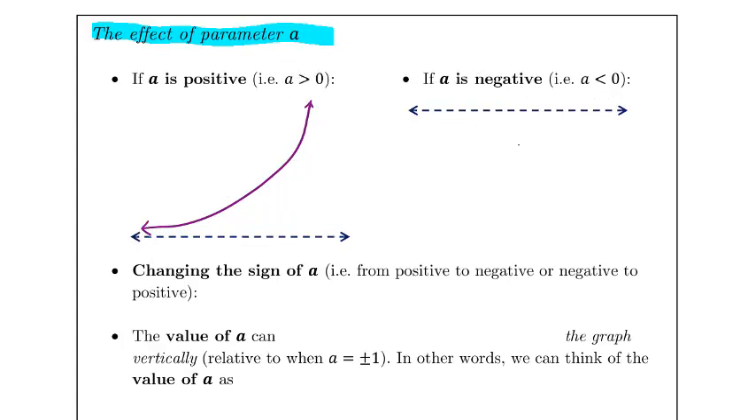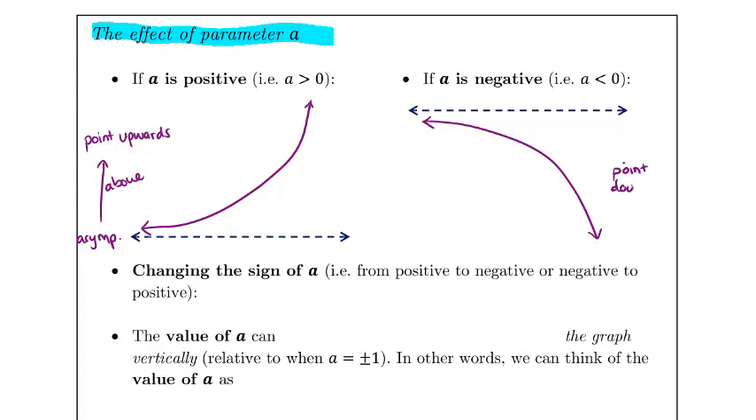However, when a is negative, we have a graph that's going to point downwards and it's going to live below the asymptote. So let's summarize this, guys. It will point upwards is basically what we are saying. In other words, it will be above the asymptote. Here will be our asymptote, and it will be above the asymptote every single time. Whereas if a is negative, you can expect a graph that is going to point downwards. In other words, it's going to live below the asymptote every single time.